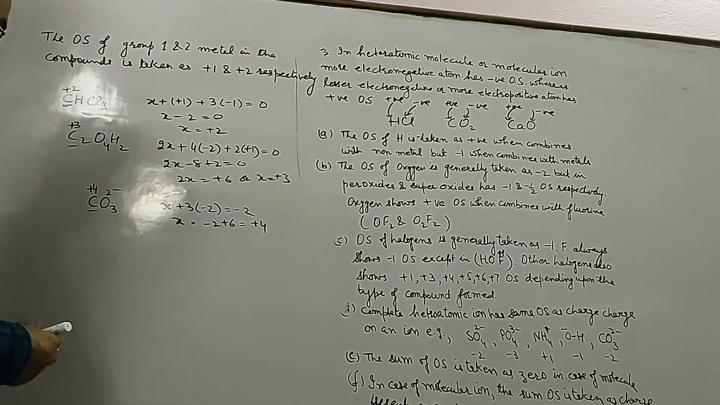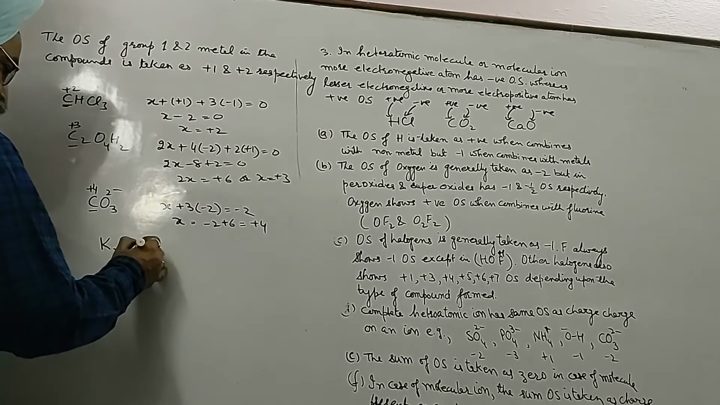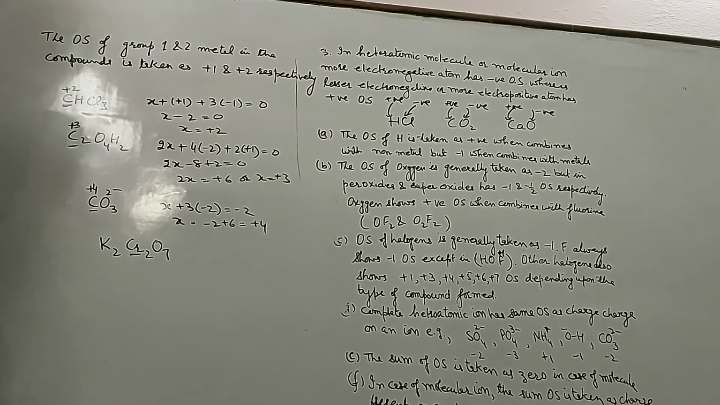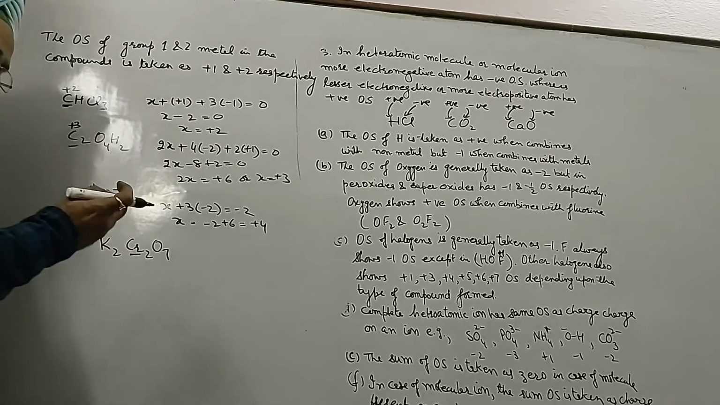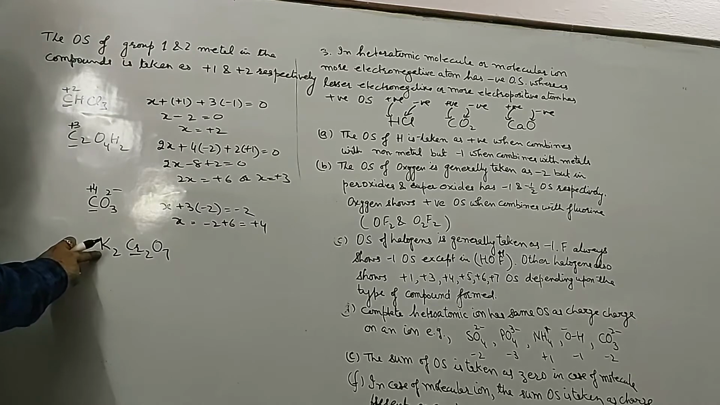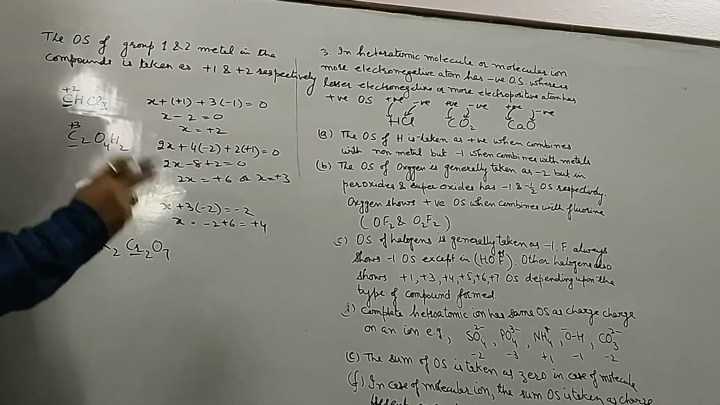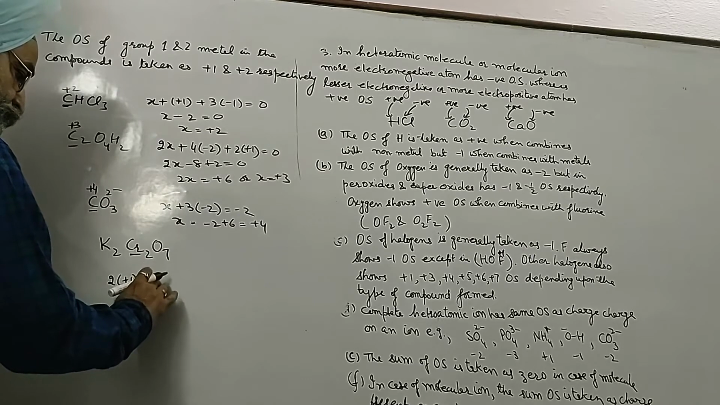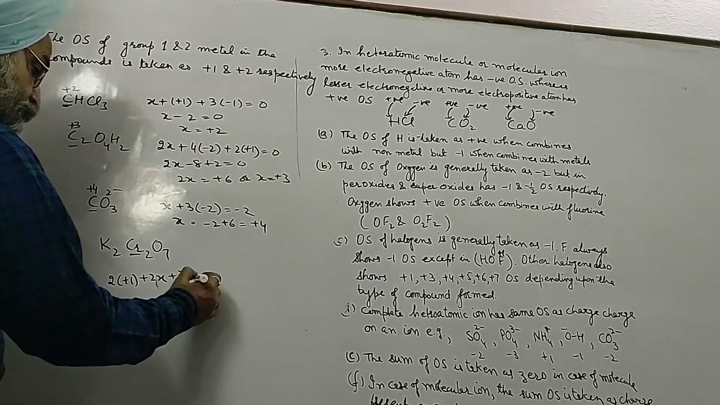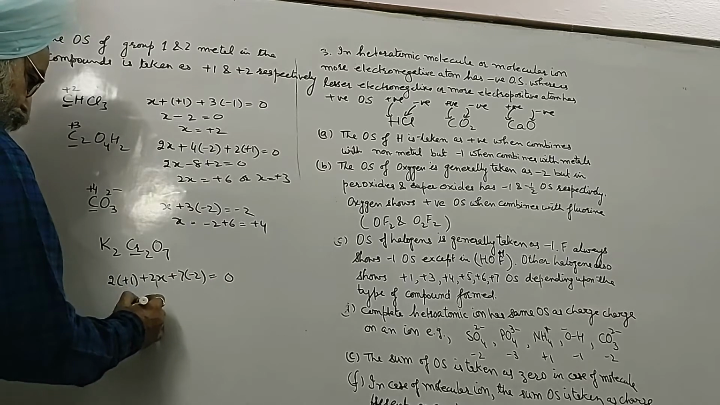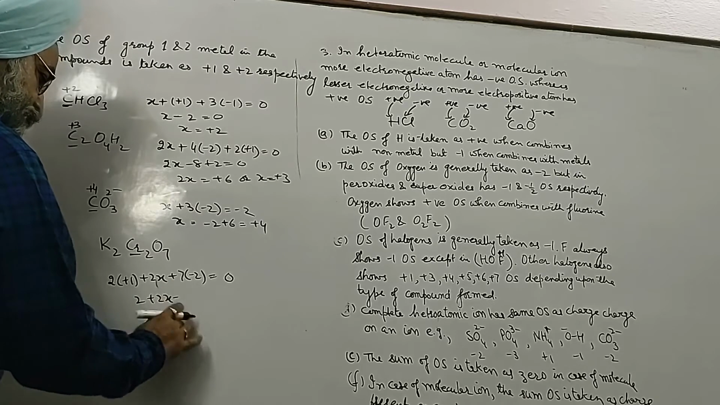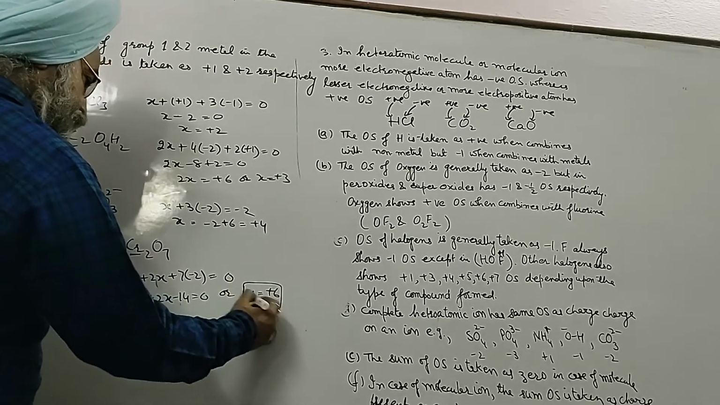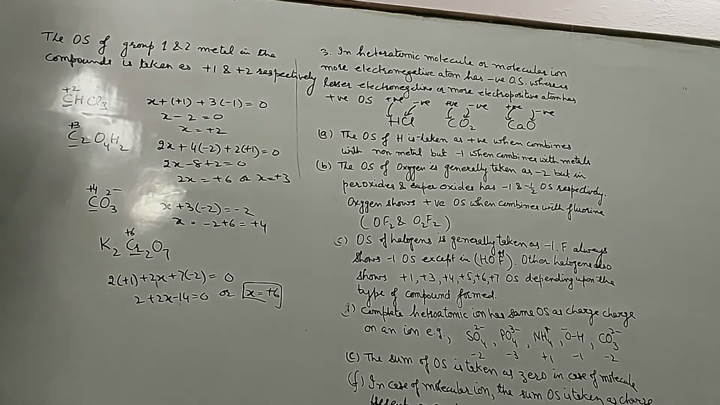The oxidation state of chromium in potassium dichromate. I will assume the oxidation state of chromium is X, and here potassium belongs to group 1. In case of group 1, I will take the oxidation state as +1, plus 2 into 2x, plus 7 into -2 equal to 0. 2 plus 2x minus 14 equal to 0, or x is equal to +6. Here the oxidation state is taken as +6.